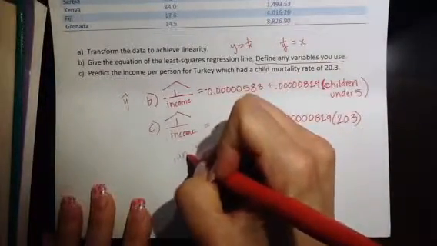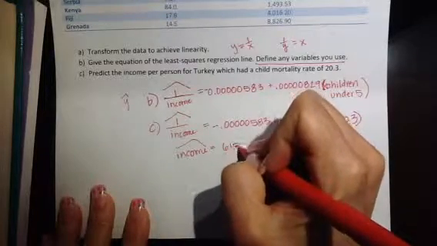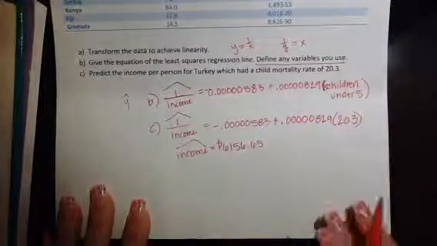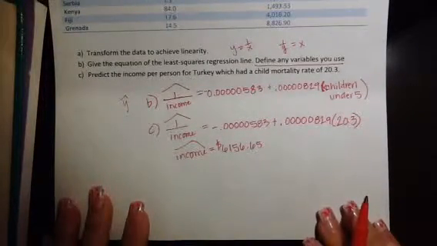So the predicted income is 6156.65. Remember this was income, so it is money. Kind of have to remember your algebra here. Hope it helps.